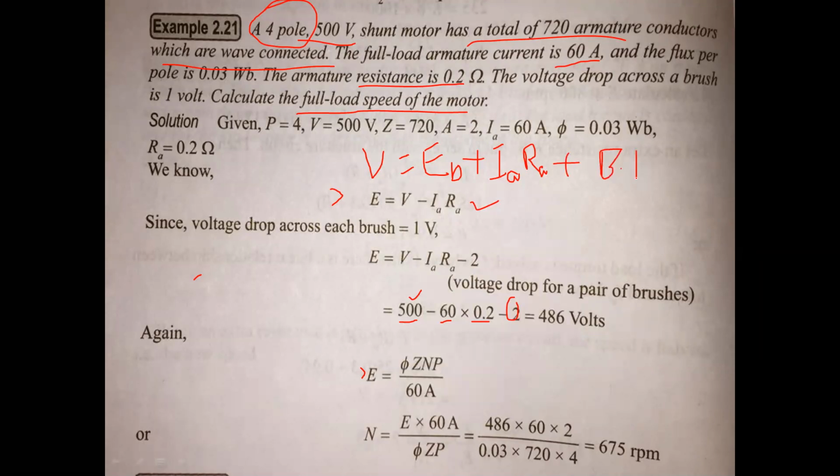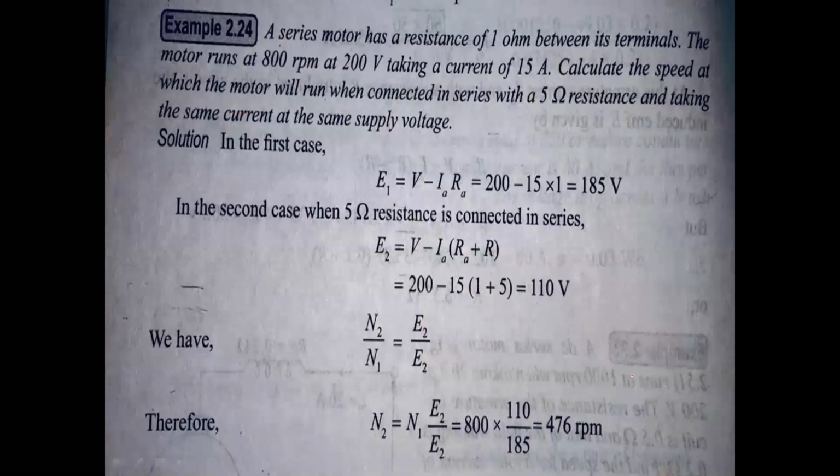So in many cases, brush drop is neglected. If brush drop is not given, that is negligible. So from this E equal to V minus IRA minus brush drop. For one brush, 1 volt. For 2 brushes, 2 volts. So in this manner, we calculate the speed of the motor. And next problem.